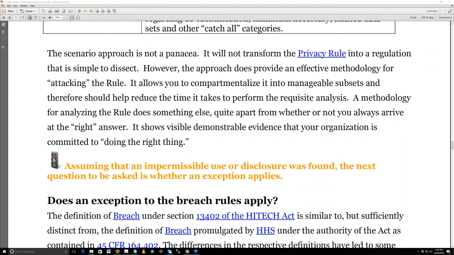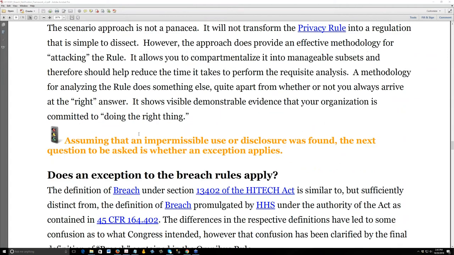And then you get to assuming that an impermissible use or disclosure was found. The next question to be asked is whether or not an exception applies. Okay, so you've gone through this analysis, and there's two things you're trying to determine. Was there an impermissible use or disclosure of unsecured PHI? Now, we didn't cover the unsecured PHI. We just jumped over that.